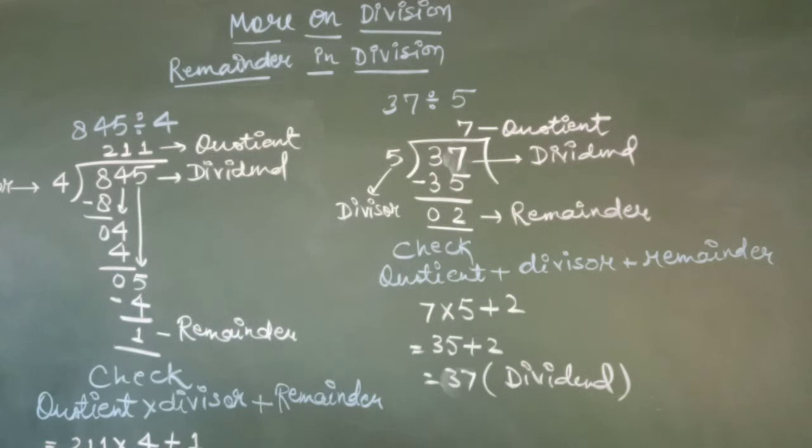4 1s are 4, 4 2s are 8. 844 plus 1, that is 845. And what is 845? That is the dividend. Okay, so we have proved it.